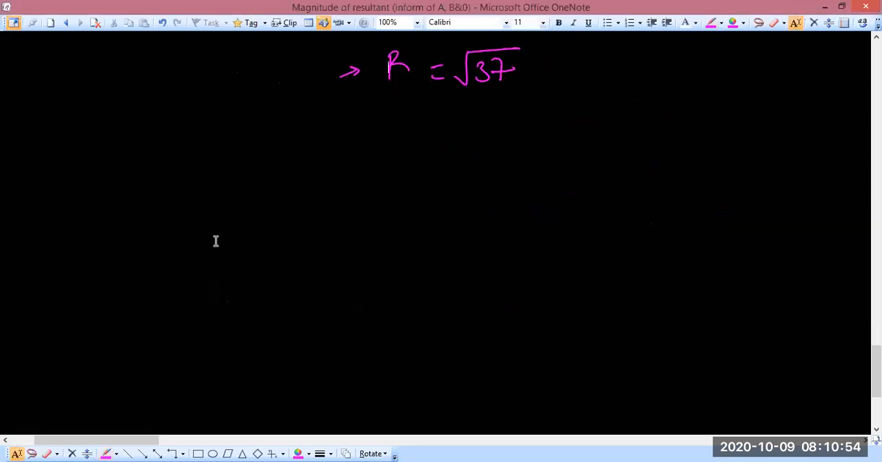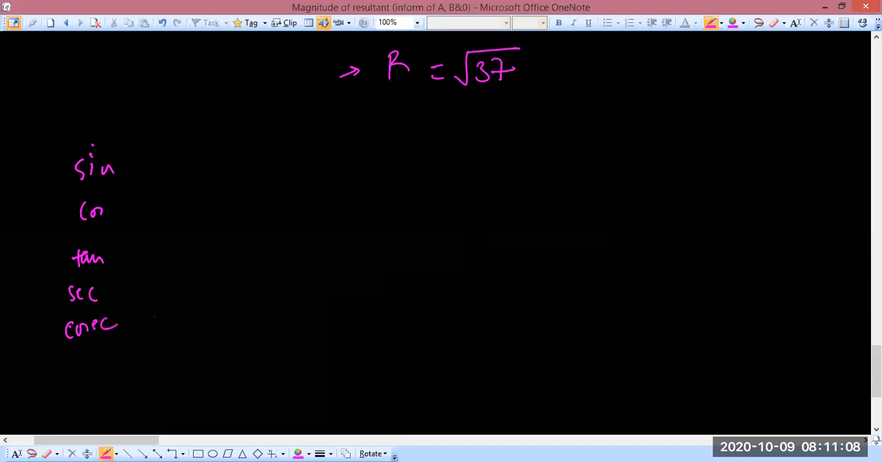People, a word of warning. You have been taught the table for sine, cos, tan, everything. Yes or no? I hope all of you remember these things. 0, 30, 45, 60 and 90.